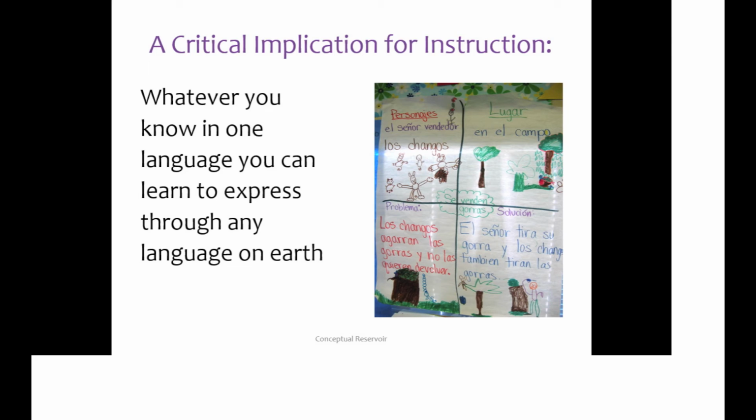So a critical implication for instruction is that it's a gift to speak more than one language. Because our brains act as a conceptual reservoir, the more you know through any language, the better you will be able to do in school and in life. Students benefit when teachers organize instruction to help them take what they know in one language and express it through the other. This can't be a casual comment once or twice a year. It needs to be stated and restated and reinforced as often as possible with both students and their families.